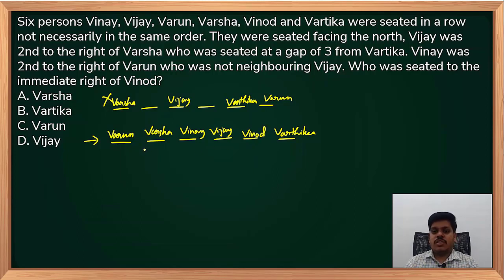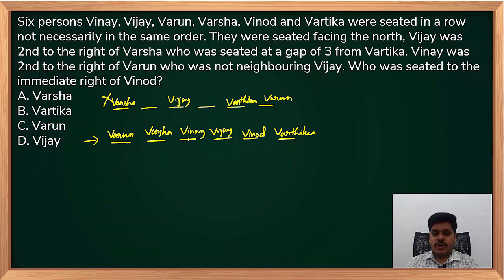They were seated facing north. Vijay was second to the right of Varsha. So Varsha's position is here and second to the right of Varsha, Vijay is here. It's correct. Varsha was seated at a gap of 3 from Vartika. So between Varsha and Vartika, they have 3 positions. It's also satisfied here. Then Vinay was second to the right of Varun. Varun is here and second to Varun, it's Vinay.